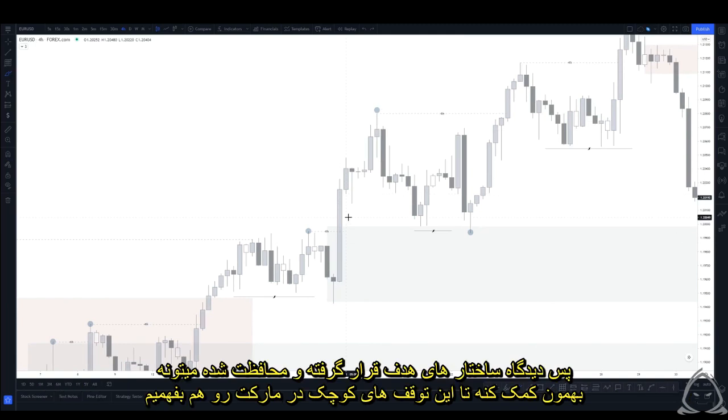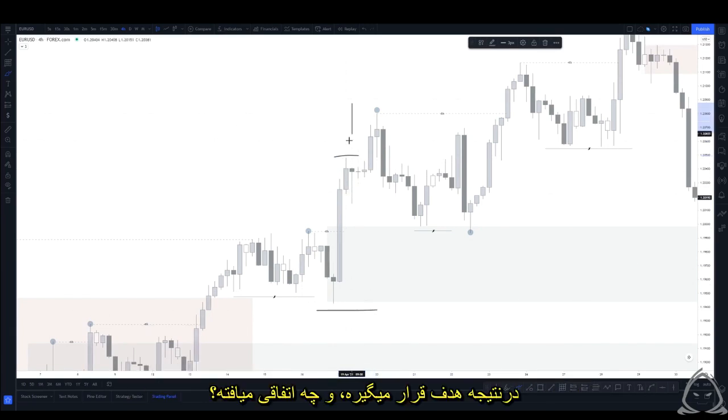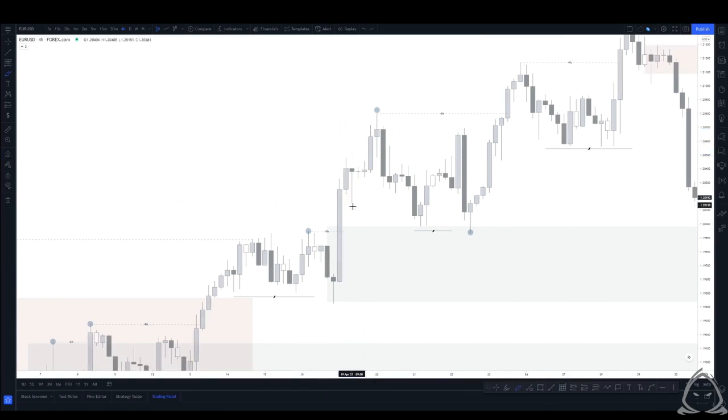So the concept of protected and targeted structure can also help us understand these small pauses in the markets so that we can truly understand market structure on a higher time frame, just using basic understanding and basic concepts of this high failed to take out this low, therefore it's going to be targeted. And what ends up happening? We run the high, we create this swing structure.